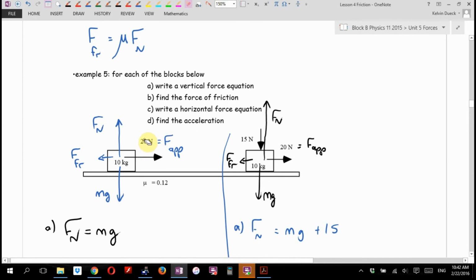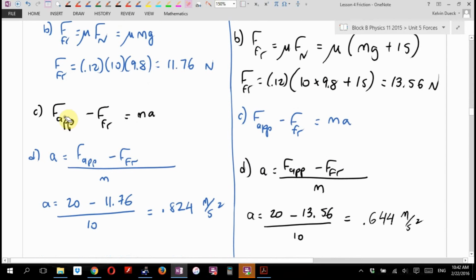I'd say, if it's accelerating at 3.6 meters per second squared, how hard are we pulling? In many ways, that's easier. How would you get the applied force by itself in this equation here? Add friction over. No, dividing. Okay. What else could I do?